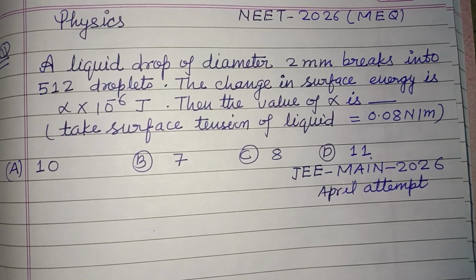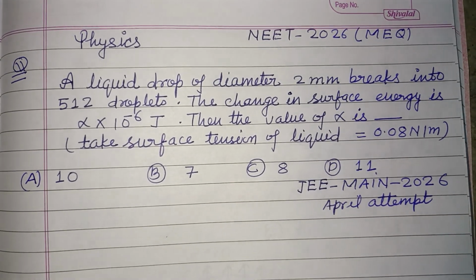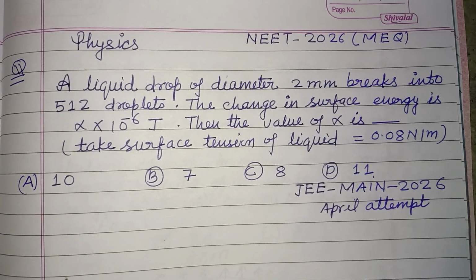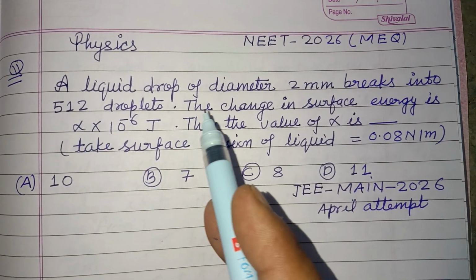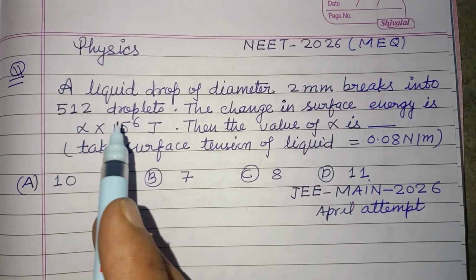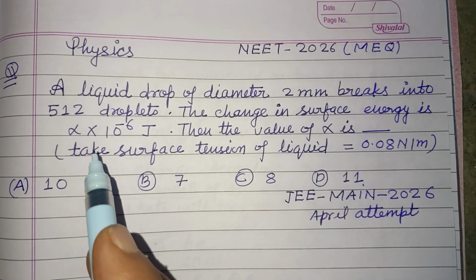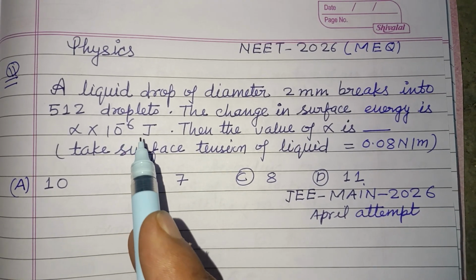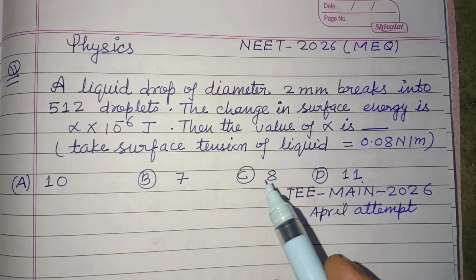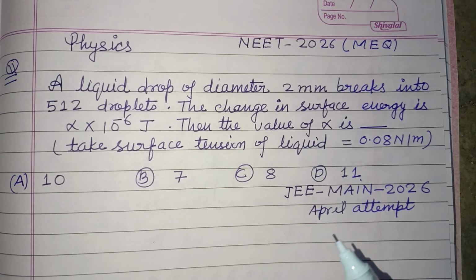This is a question from the JEE Main 2026 April attempt and the most expected question of this type in NEET 2026. A liquid drop of diameter 2 mm breaks into 512 droplets. The change in surface energy is alpha into 10 to the power minus 6 joule. Then the value of alpha is, taking the surface tension of the liquid as 0.08 Newton per meter.